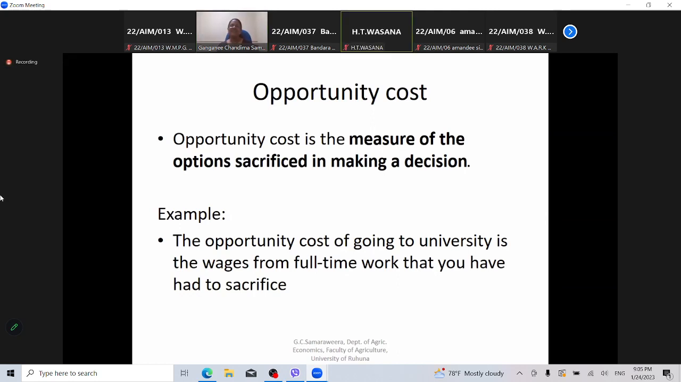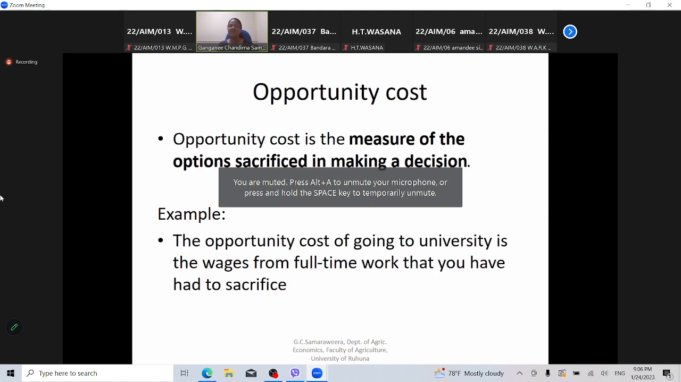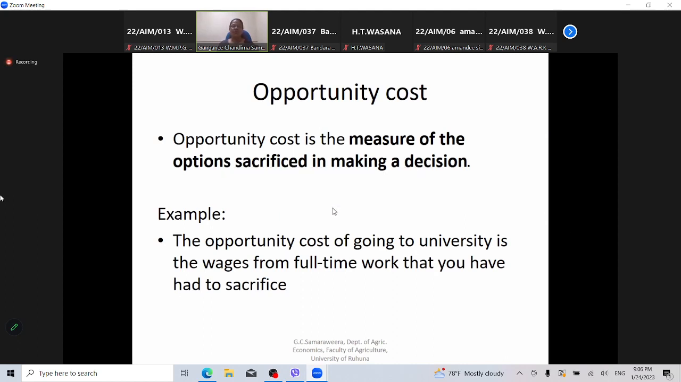$5,000. Yes, very good. It's a very simple one. The foregone cost. You miss the opportunity of earning this money because you came here. Okay. Hope you all understood clearly. Maybe there are signal issues and all. It's okay. Your answer is correct. Very good, Vasana.